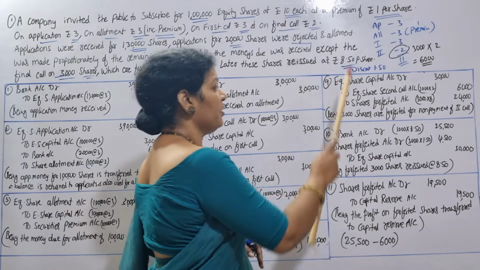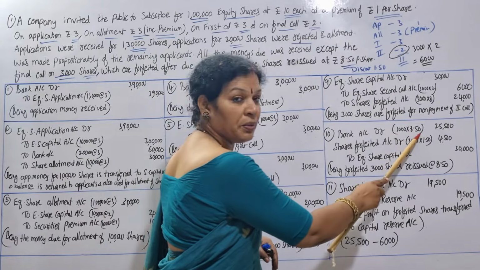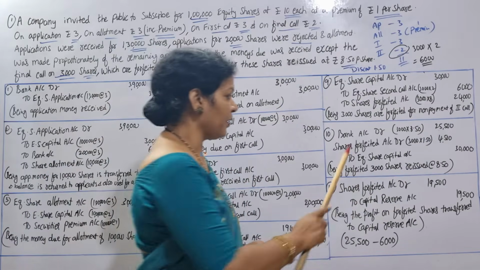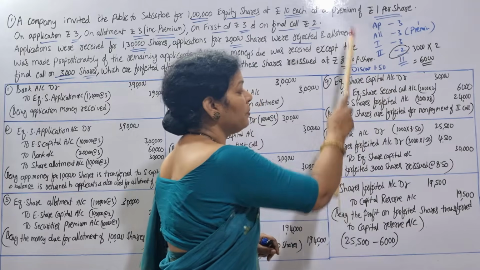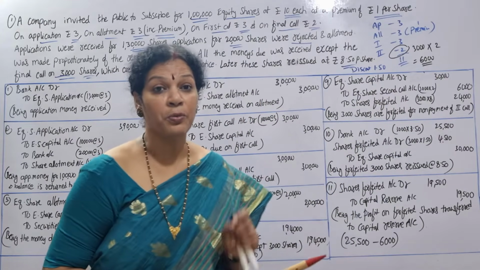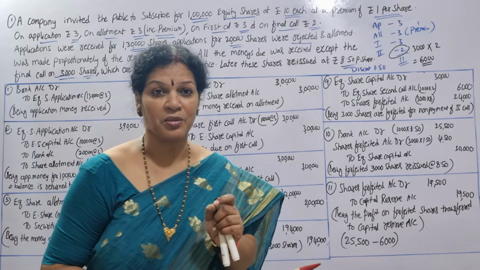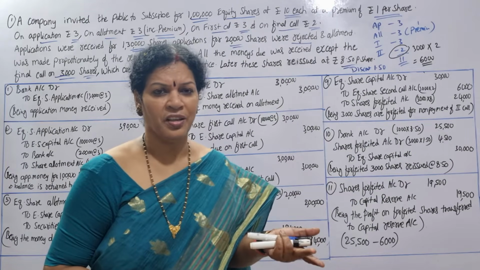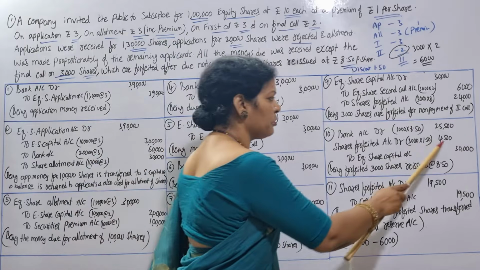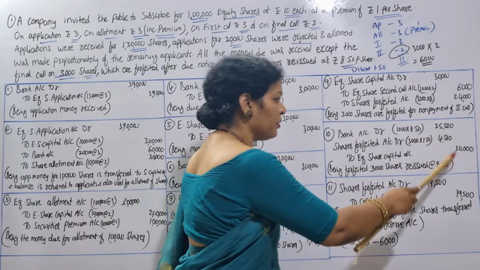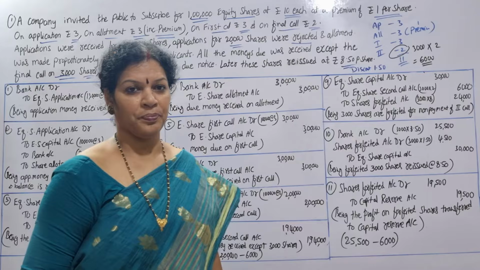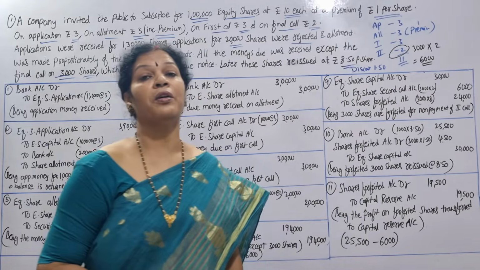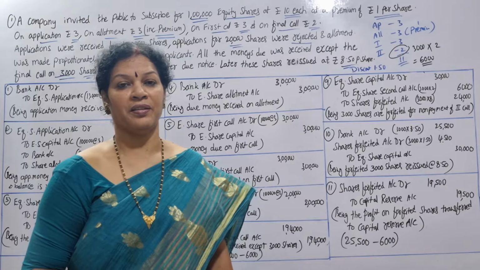At what rate are they issuing? 8 rupees 50 paisa, right? So 3000 into 8 rupees 50 paisa comes to 25,500. And the difference, 10 rupees minus 8 rupees 50 paisa, that is 1 rupee 50 paisa, is discount. So discount we are writing 3000 into 1 rupee 50 paisa. It comes to 4,500. Together everything is 30,000.